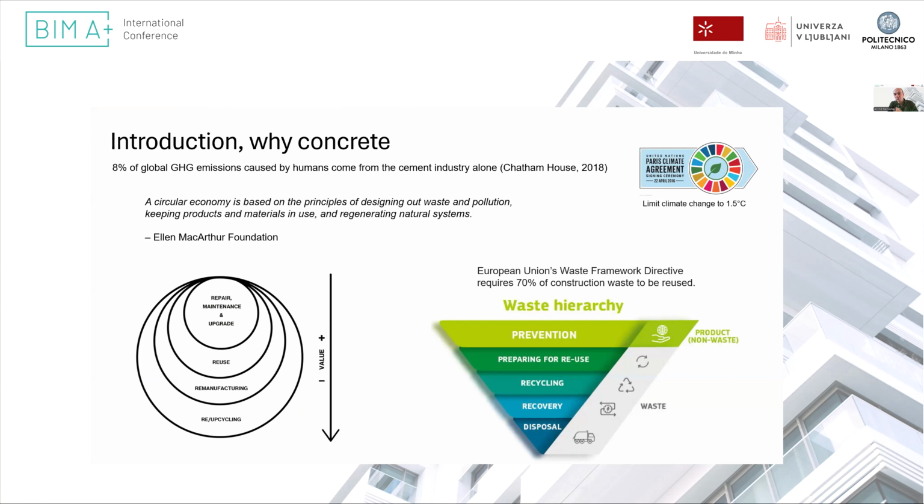And if we look at the circular economy, and also the waste hierarchy of the European Union, it argues first for prevention and then for repairing and reusing of the existing products and of the existing building stock. And then we can look at other solutions like recycling or other forms of recovery.